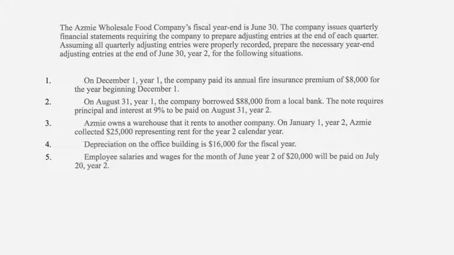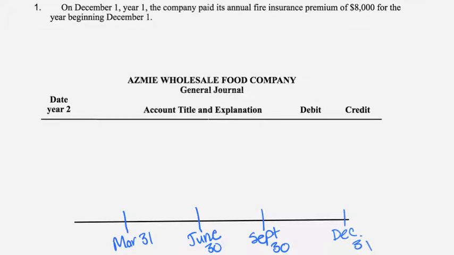Okay, we have our question here. It tells us the ASME Wholesale Food Company's fiscal year end is June 30th. The company issues quarterly financial statements requiring the company to prepare adjusting entries at the end of each quarter. Assuming all quarterly adjusting entries were properly recorded, prepare the necessary year-end adjusting entries at the end of June 30th, year 2 for the following situations. So we have 5 adjusting entries we'll be making, and you can go ahead and read them on this screen, and I'll have them separately on the following screens.